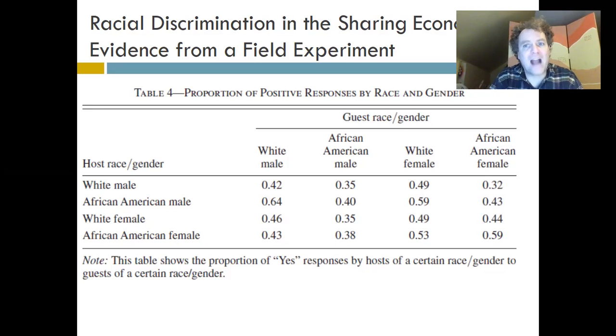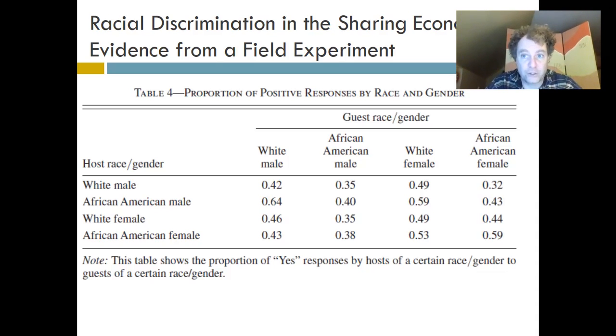And the group that actually had the smallest degree of difference was African American females. But even here we see a slight difference: 43% yes for white males, 38% yes for African American males. But then you're actually more likely to say yes to African American females. But in every situation we see, even when the host is a person of color, there's still discrimination happening. An interesting sociological finding.